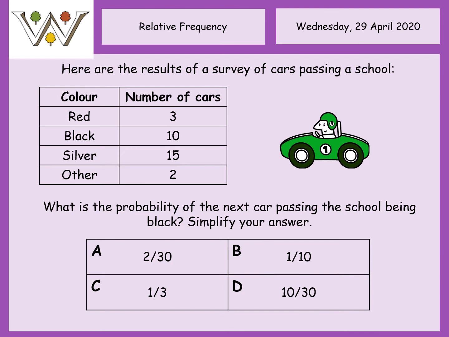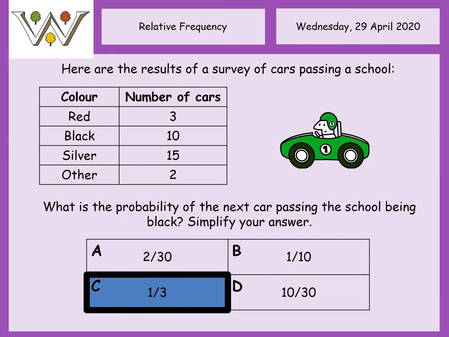Okay, what's the probability of the next car passing the school being black? Well, that's 10 out of 30, which is an option, so it must be D. Again, if you can simplify it, do simplify it.